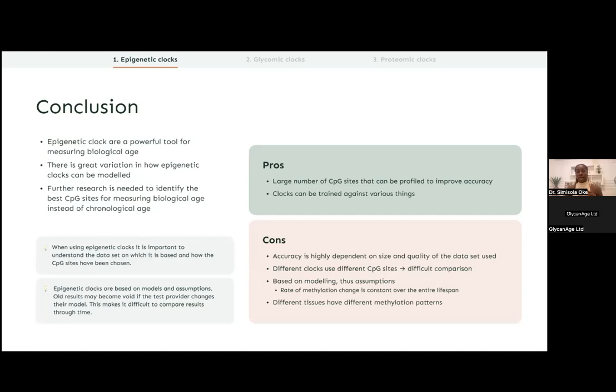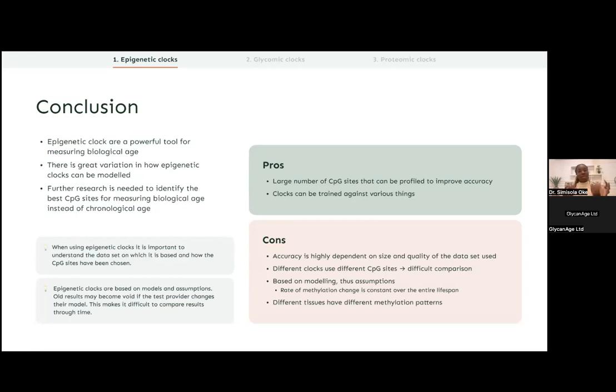So if you do an epigenetic test with one company and you do an epigenetic test with another company, actually they could be using completely different elements of epigenetics. And so the results can be very, very different. And then, as I mentioned, because they're based on this modeling, there are assumptions that are being made.